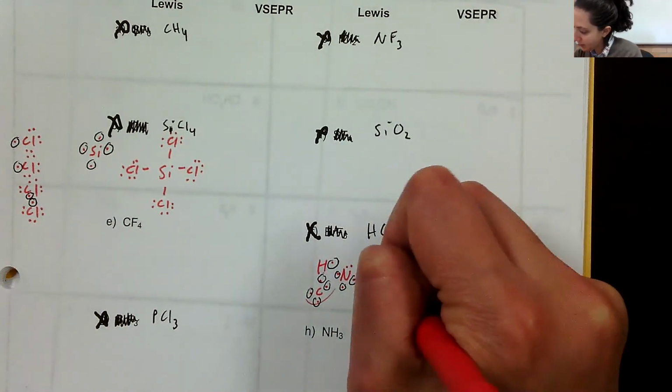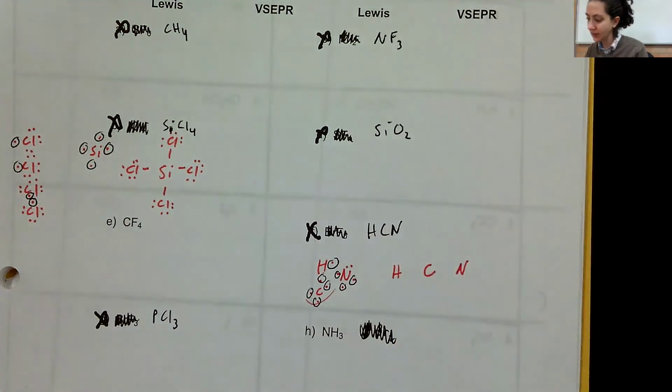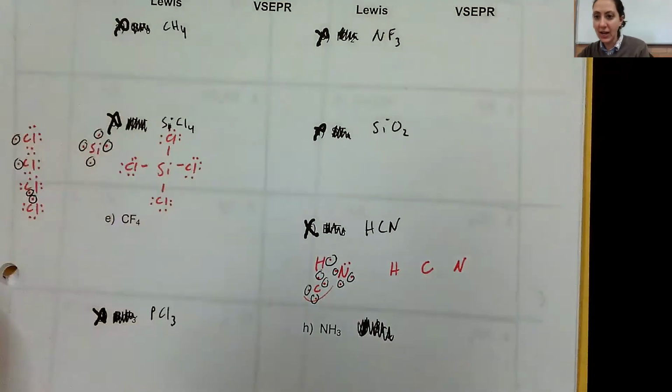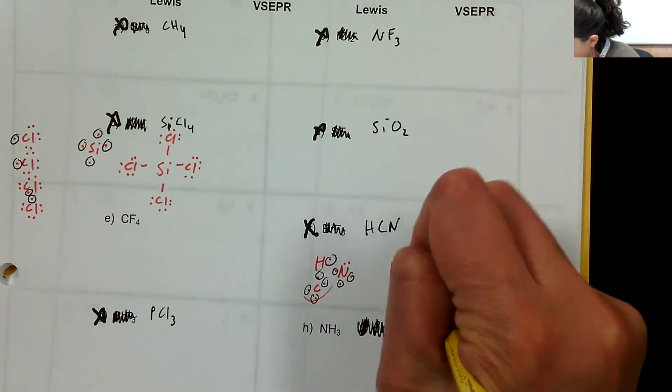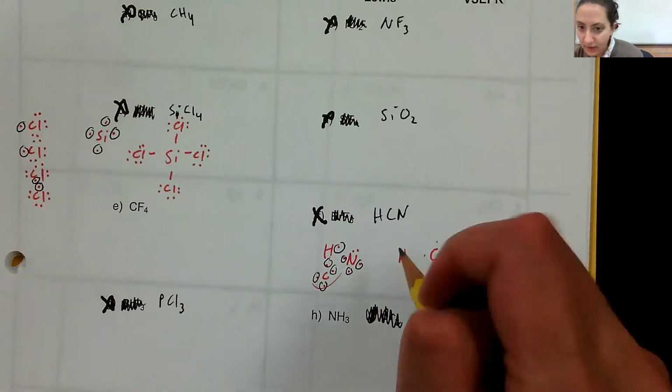So let's put carbon in the center. And let's put kind of hydrogen on one end and nitrogen on the other. And let's see if we can make this work. I'm going to use pencil again because it's kind of nice for this. Hopefully, you guys should all be able to see that.